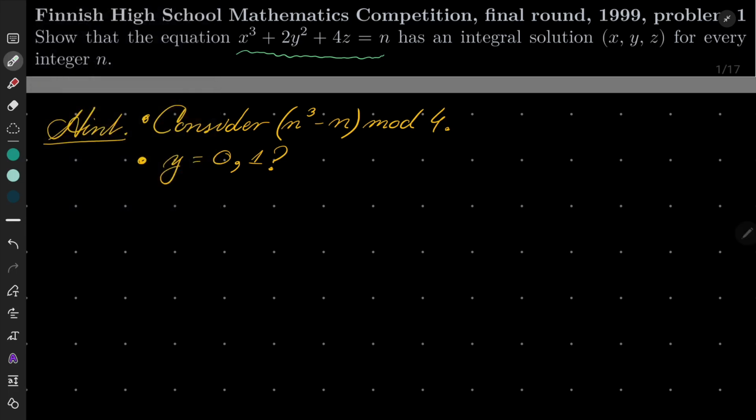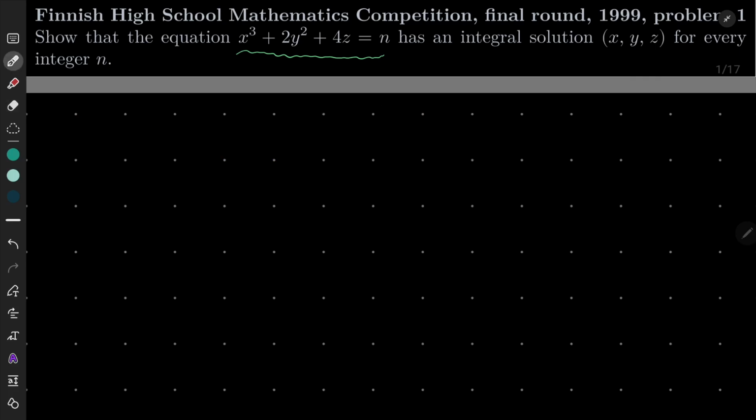So my hints for this problem: the simplest way is to try to solve for z, and z is multiplied by 4. So maybe it is a good idea first to consider n cubed minus n modulo 4, and then it might be beneficial to try plugging in y equals 0 or y equals 1. So give it a try and I will see you in a minute.